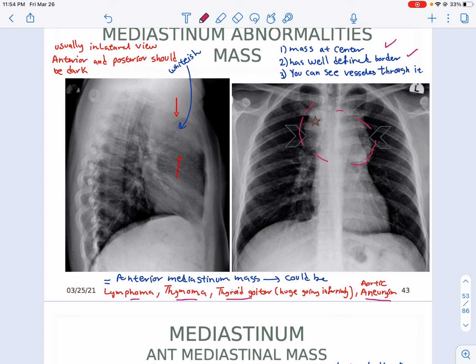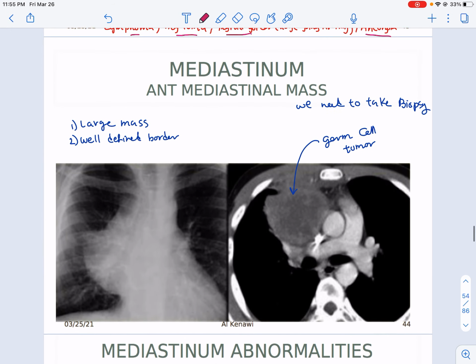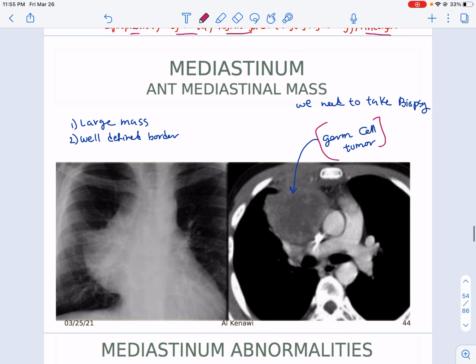لما نطالع في lateral view, usually the anterior and posterior mediastinum are gonna be darker, and here we see it brighter. So this is not normal. This indicates a mass in the mediastinum. تمام. And here, an anterior mediastinum mass. We need to get a biopsy to know which tumor, but the doctor said that this is a germ cell tumor.